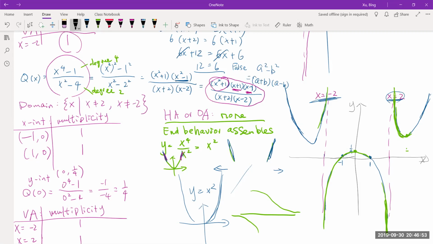So in our case, we don't know where our graph will go back up, but what we know is it won't touch the x-axis. It will go back up before it touches the x-axis, from the information we know. Did I answer your question? Yeah, pretty much. Okay. For this graph, there's no horizontal asymptote or oblique asymptote.